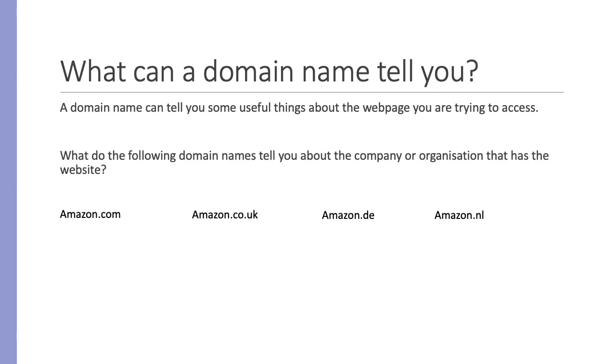So, what can a domain name actually tell you? Well, a domain name can tell you some useful things about the web page that you're trying to access. Let's take a look at the following domain names and see if we can work out something useful about them. Here we've got Amazon.com. Usually if a website ends .com, it's telling us that it's American. Might not always be the case, but often it indicates that it's some form of American company. .co.uk, well, the UK part here tells us that it's within the United Kingdom, and the .co part tells us that it's a company. So Amazon.co.uk is a company within the United Kingdom.